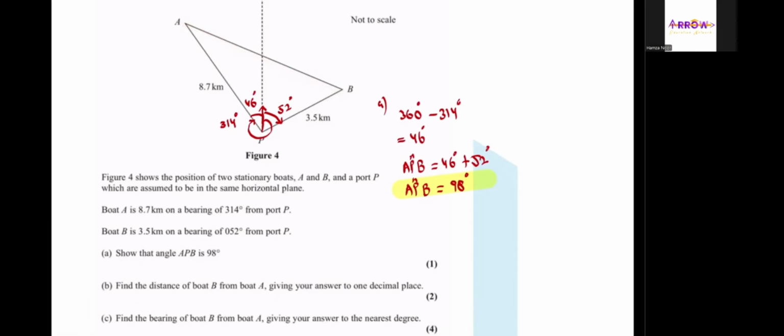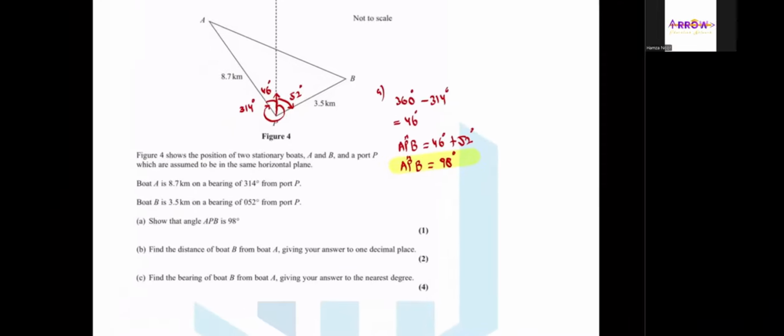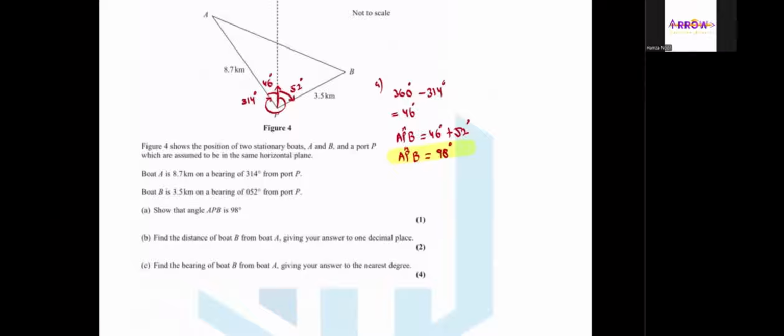Okay, so what we know is that this length AP is given to you as 8.7 kilometers. This length PB is given to you as 3.5 kilometers, and the included angle you have already found in part A. So obviously you are going to use the cosine rule over here.